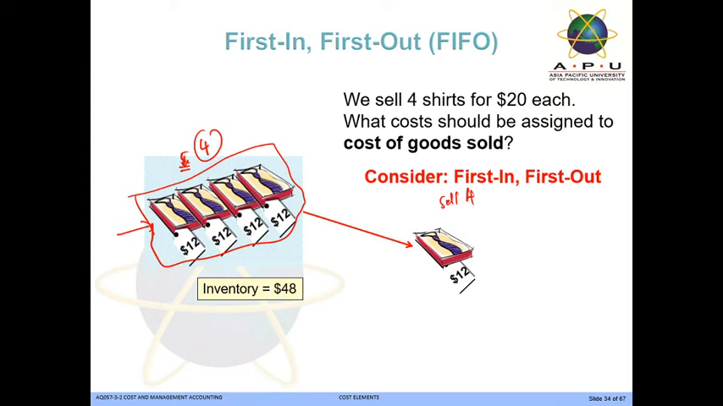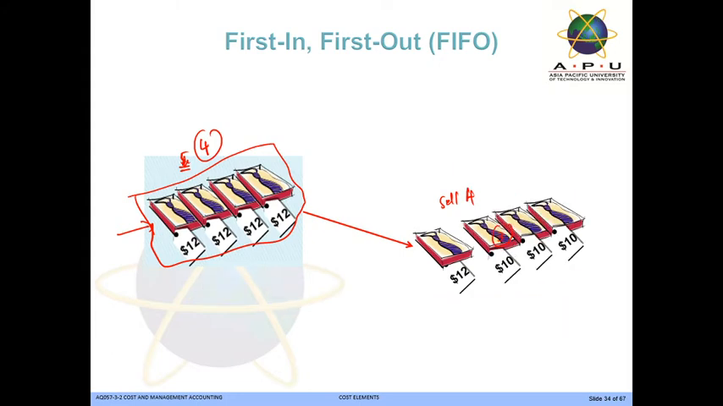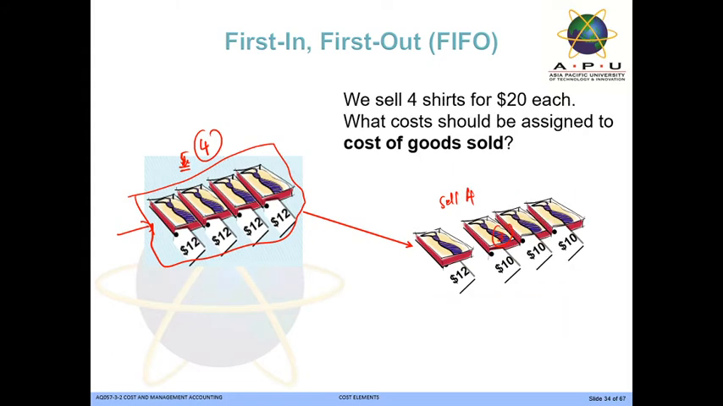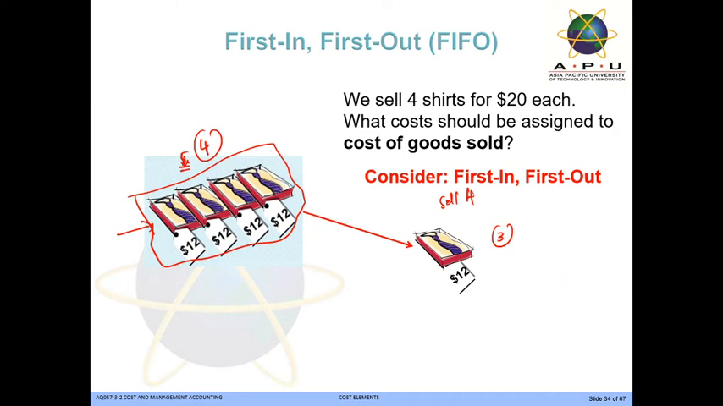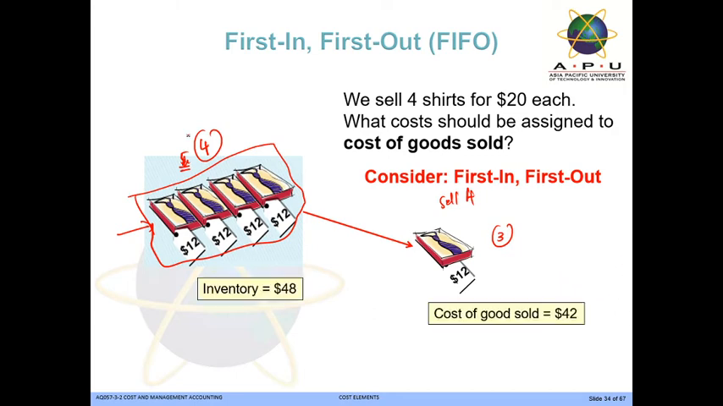So this is your ending inventory, still considered as your asset. But your cost of goods sold is 42. Why? Because you take another 3, right? Just now, see, here: 10 plus 10 plus 10 plus 12. So your cost of goods sold is 42.